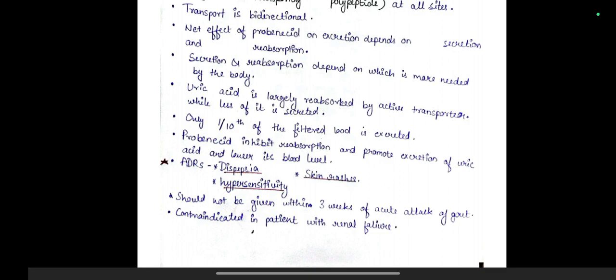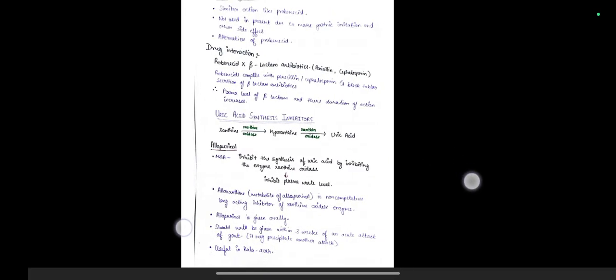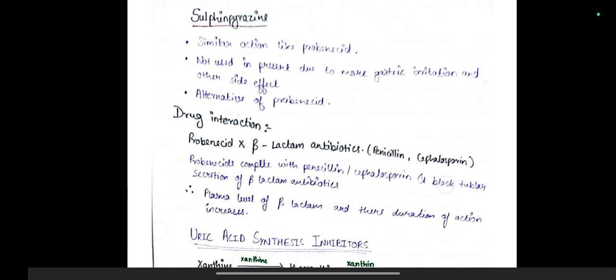If we talk about ADRs, which is important: dyspepsia, skin rashes, hypersensitivity, etc. It should not be given within 3 weeks of an acute attack of gout. Probenecid is contraindicated in patients with renal failure. Now let's talk about sulfinpyrazone. It has similar action like probenecid. It is not used at present because it has gastric irritation and other side effects. Generally, it is used as an alternative to probenecid.